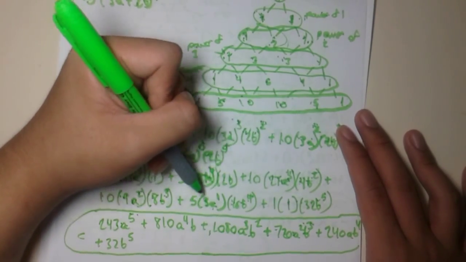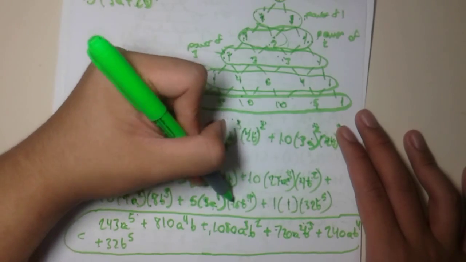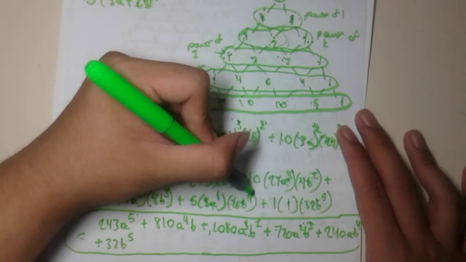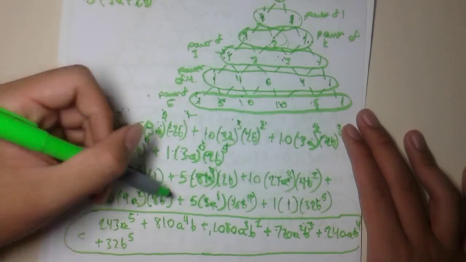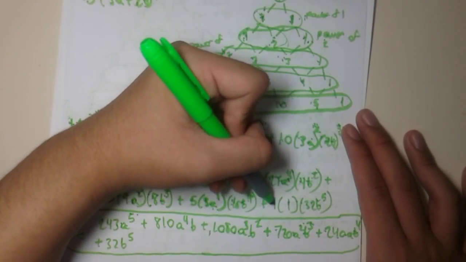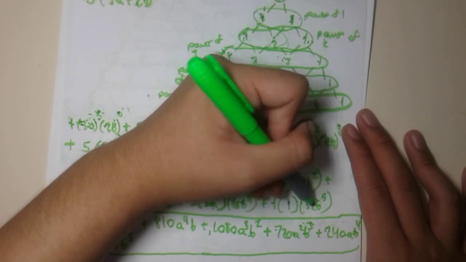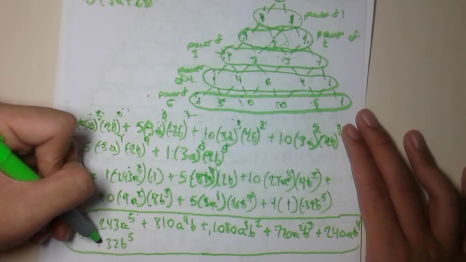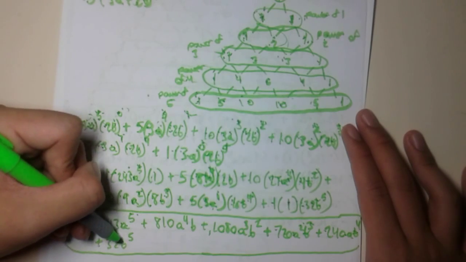And 5 times 3 times 16 equals 240, a to the power of 1, b to the power of 4, so a b to the power of 4. And 1 times 1 times 32b to the power of 5 equals 32b to the power of 5.